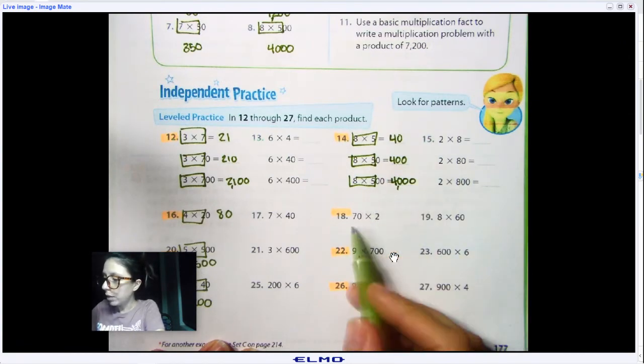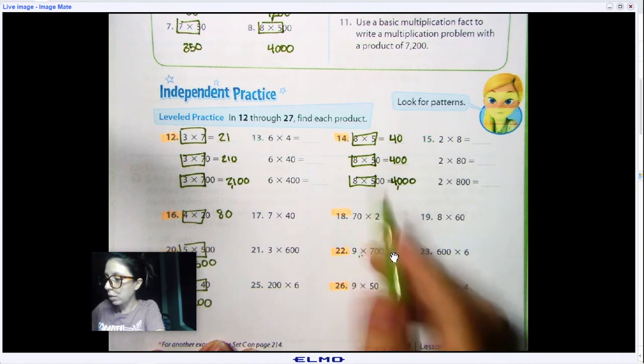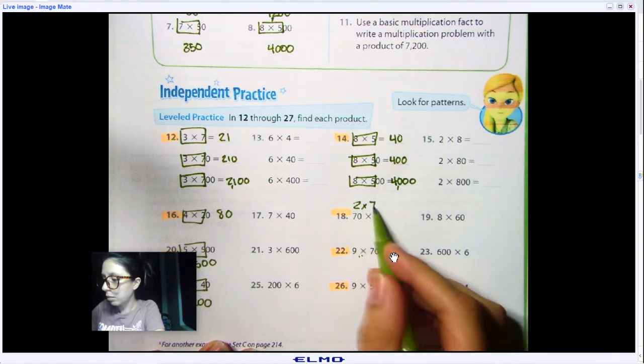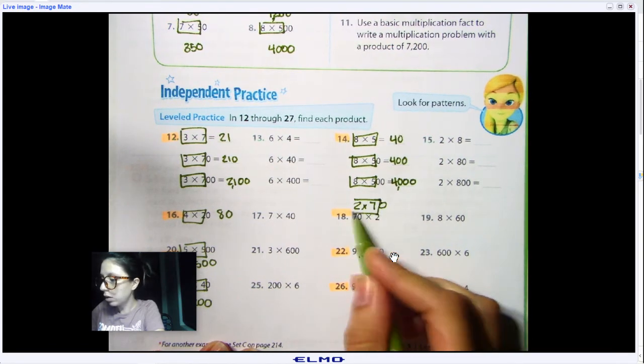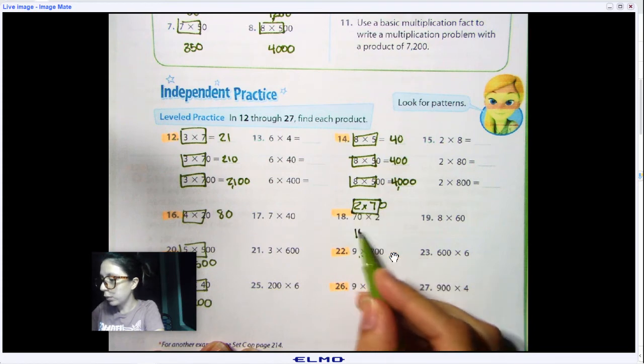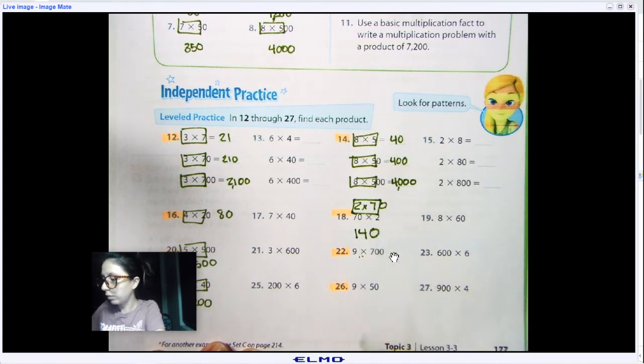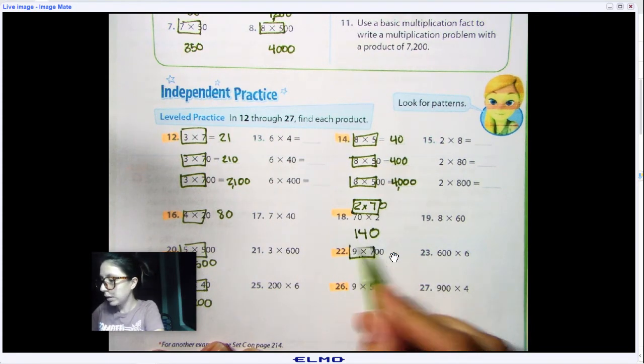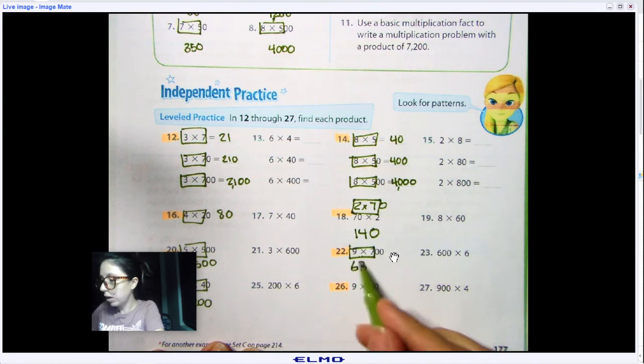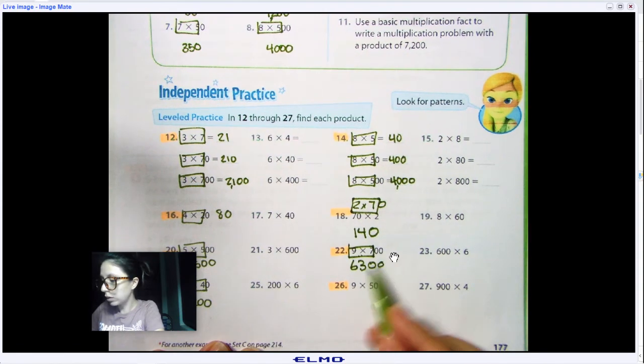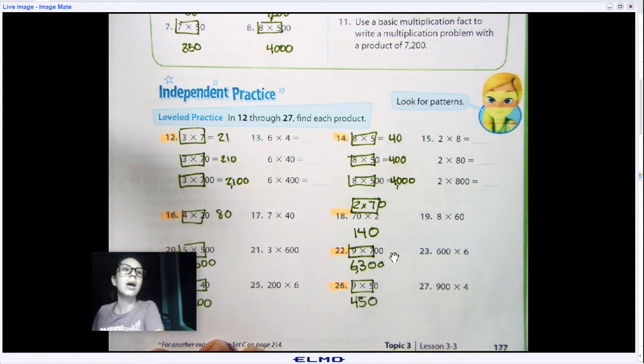This one's a little tricky because they flipped it backward. Okay, so I'm going to flip it so I can box my numbers, my digits that are not 0. 2 times 7 is 14 and add the 0. 9 times 7 is 63 and add your 2 zeros. 9 times 5 is 45 and add 1 zero.